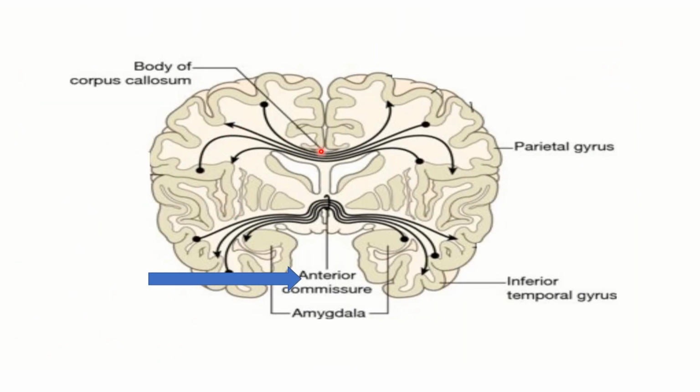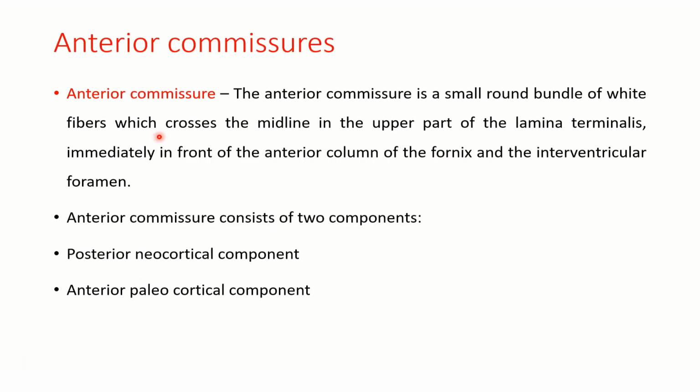Here you can see this is the corpus callosum and this is the anterior commissure. If you observe, it looks like a cupid's bow and arrow. Predominantly, it is connecting the temporal lobes of both sides. The anterior commissure is a small round bundle of white fibers which crosses the midline in the upper part of the lamina terminalis, immediately in front of the anterior column of fornix and the interventricular foramen. The anterior commissure consists of two components, namely the posterior neocortical component and anterior paleocortical component.